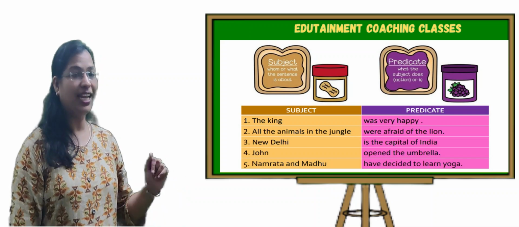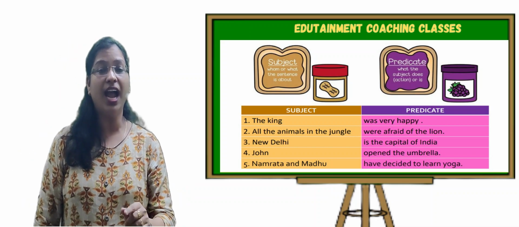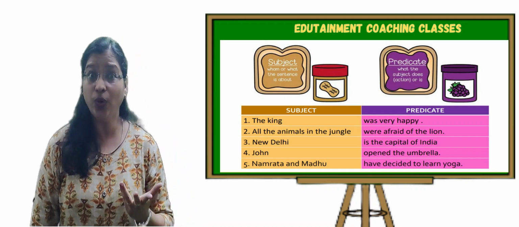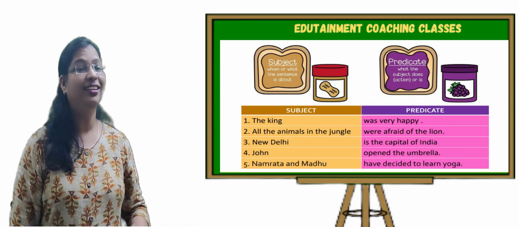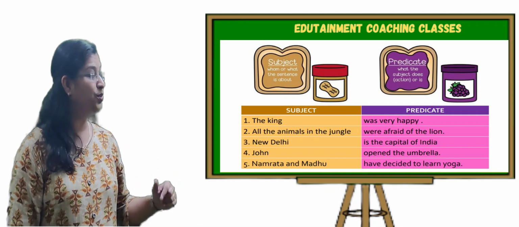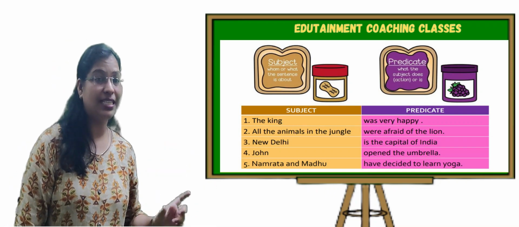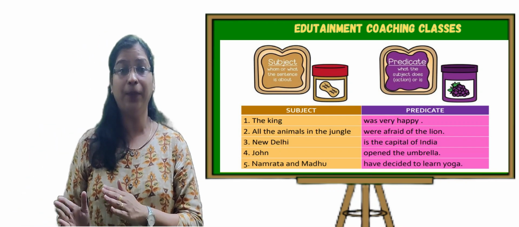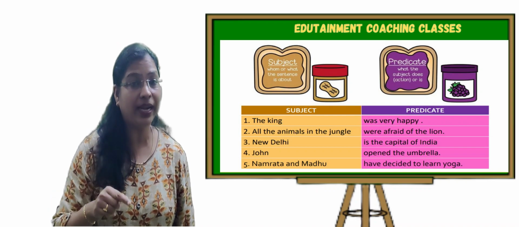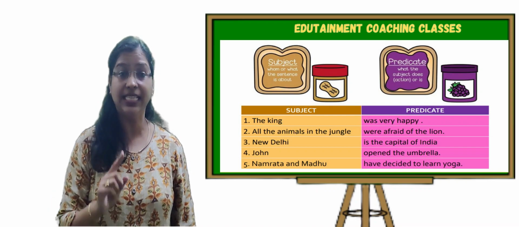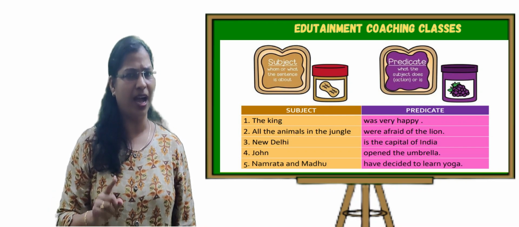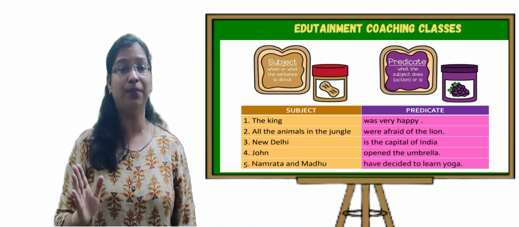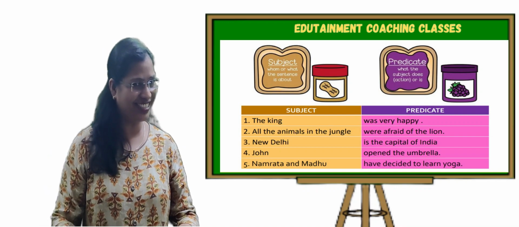Now let's have a look at the last one. Namrata and Madhu have decided to learn yoga. Who have decided to learn yoga? Namrata and Madhu. So Namrata and Madhu is the subject. Have decided to learn yoga is the predicate. So observe in the predicate, each sentence is starting with a verb. I'm sure now your confusion about identifying subject and predicate is out, right?